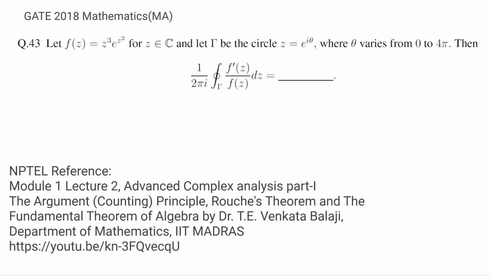The problem is from the GATE 2018 mathematics paper, question number 43. The problem given is: let f of z equal to z cube times e to the power of z square for z belonging to the complex numbers, and let gamma be the circle z equal to e to the power of i theta, where theta varies from 0 to 4 pi. Then 1 divided by 2 pi i times the integral over gamma of f dash of z divided by f of z dz equals blank.